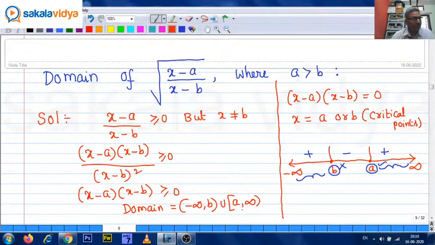Right. So one more I will discuss. I think you might have got an idea. Right. B is not included, Vaishnavi. Right.